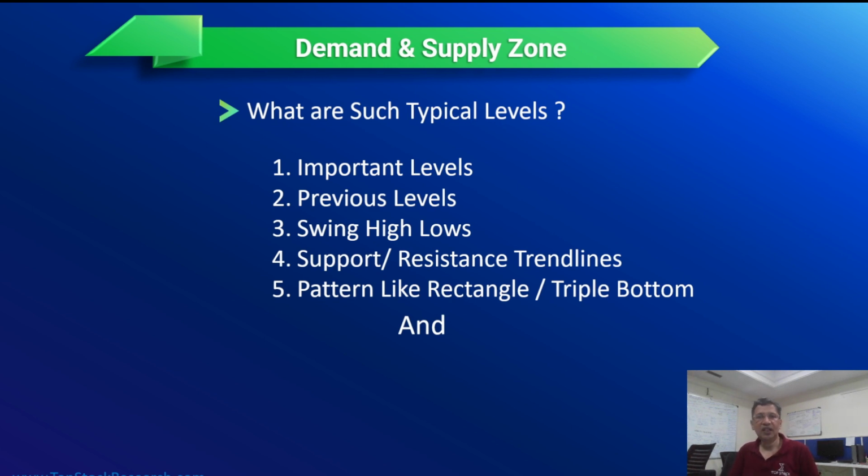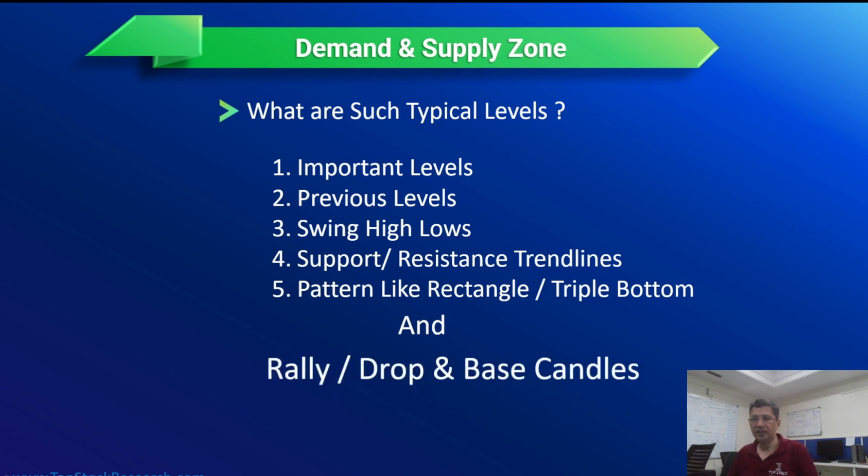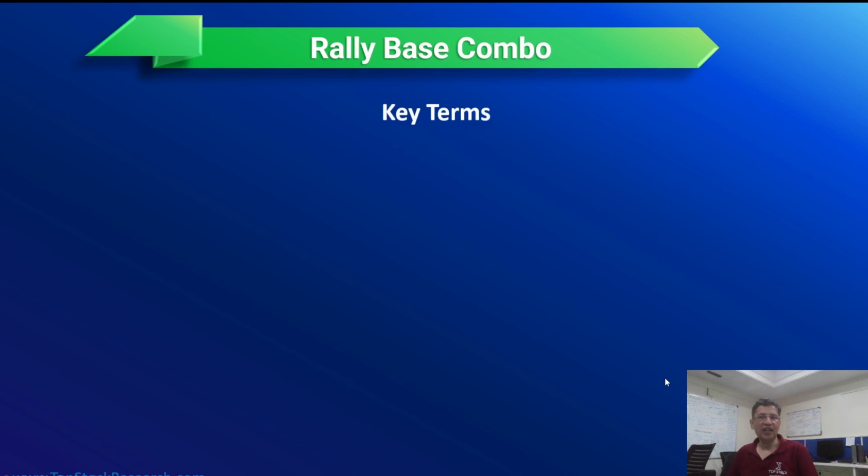What we are looking for here is based on a concept called rally, drop, and base. These are three different kinds of candles. We'll use these combinations to identify demand and supply zones. So first let's identify the key terms. What is rally? Rally is a big green candle. What it tells is that after opening, the candle has moved up significantly, so that a big green candle is visible, very easily visible, or can be spotted.